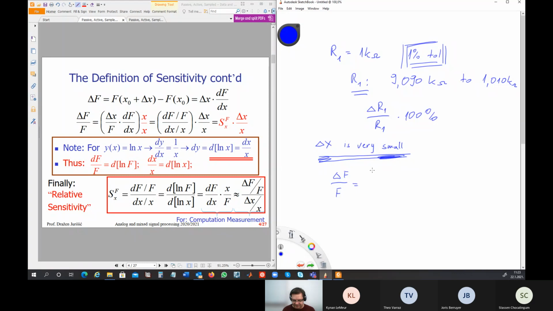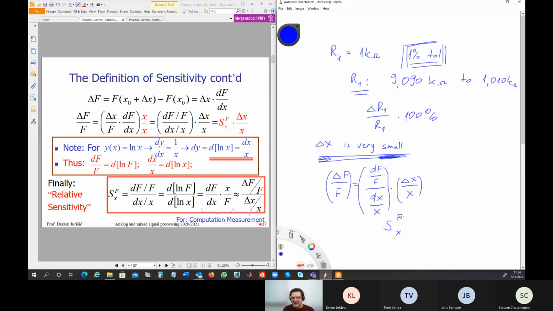This is df over f over dx over x times delta x over x. So this here is, let's say, a little bit larger than very small. But this part here is the definition of sensitivity. We can write S f to the x.